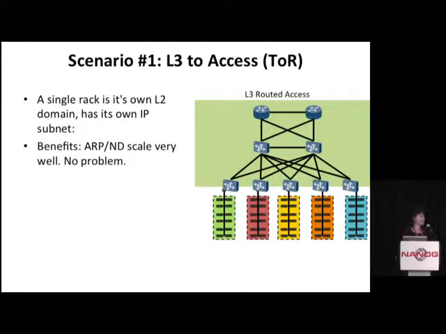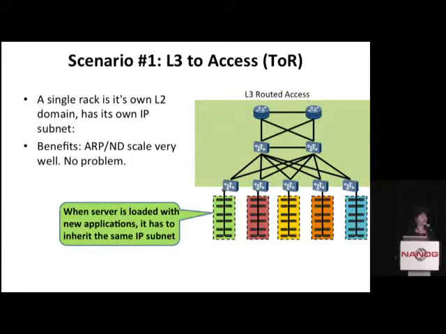Okay, so the first scenario, the typical data center design, which I'm sure lots of you are familiar with, is basically layer 3 all the way to the top of rack switch. Each top of rack switch is its own L3 domain, so all the address resolution is done by the top of rack switch. Because of the limited number of hosts that can be put into one rack, there's really no ARP or ND scaling issue at all. If operators build the network this way, everything's good and happy.